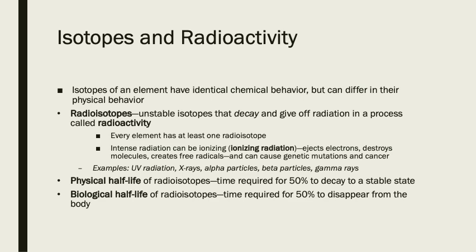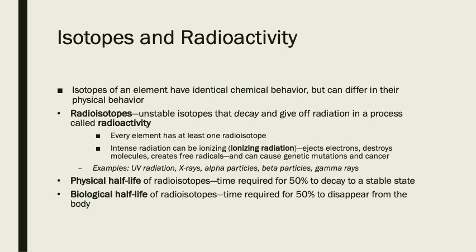Along with isotopes comes radioactivity. So this is where we get radiation from, except for the sun. So isotopes of an element typically behave the same as the element because, again, they are still the same element. That hydrogen 2 was still hydrogen. But their physical behaviors can be slightly different. So radioisotopes are usually unstable. So these isotopes will decay and give off radiation, which is called radioactivity. Every element has at least one radioisotope. So every element has one version of instability where it is radioactive.